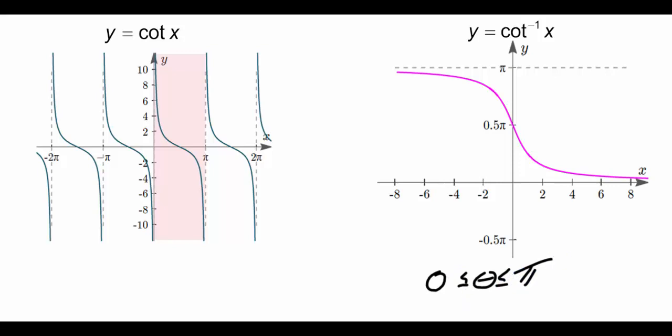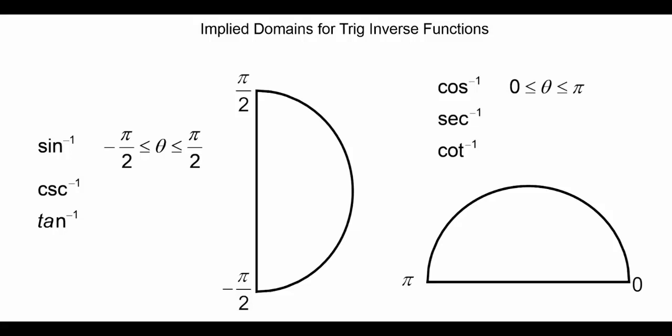Now, as a cheat sheet, what I usually do is I draw a couple of pictures. I have three functions whose inverse can only be derived between negative pi over 2 and pi over 2.